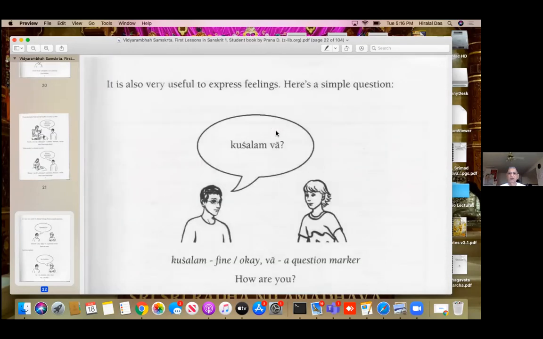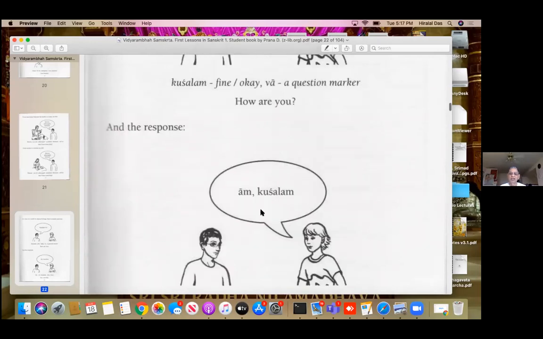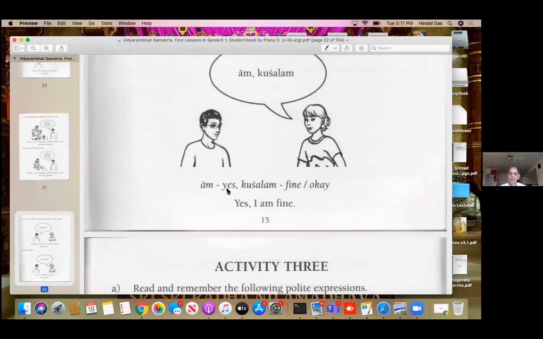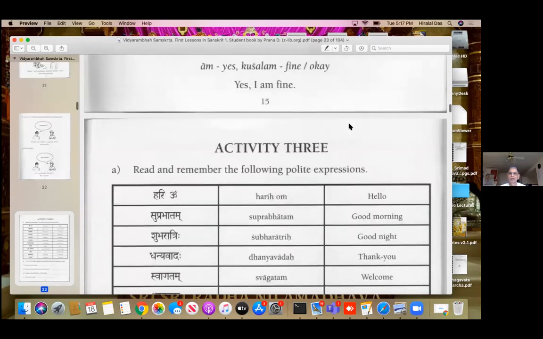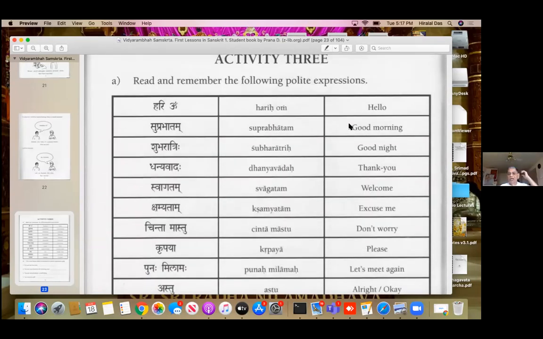Okay. Then if you want to express your feeling, if you want to ask someone how are you, then you ask kusalam va when you meet your friend or somebody. So use this phrase. So that way you can practice. Kusalam va means how are you? And then if he is okay, he says am, which means yes, kusalam, I'm fine, like that. If it is not kusalam, then you would say no, no kusalam, like that. Okay. So these are the polite expressions.